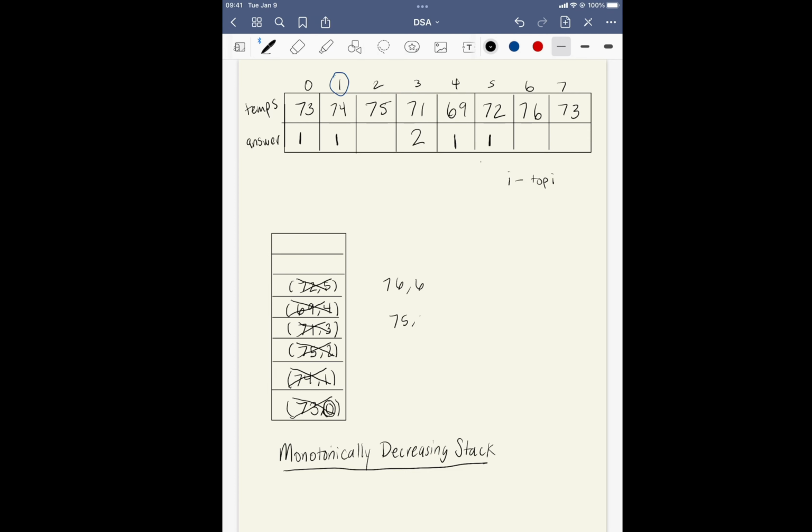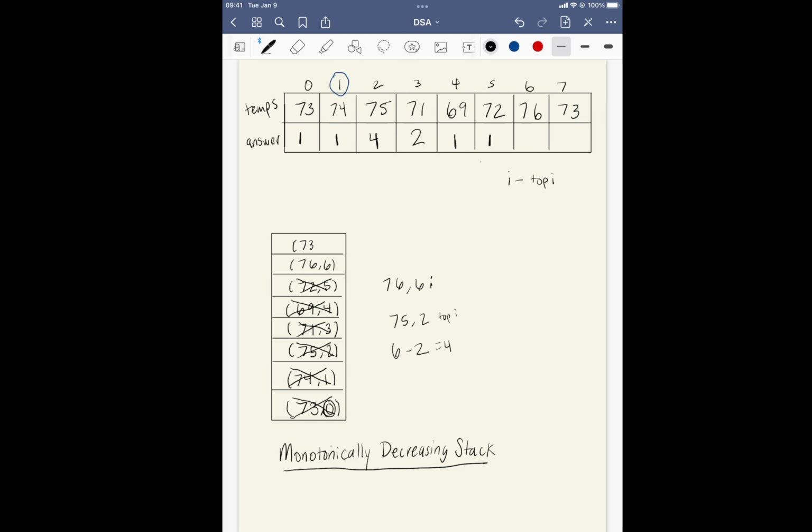75 and 2. So then we do our I, which is 6. So 6 minus our top I, which is 2. 6 minus 2 is going to be 4. And that is the answer for the 75 day. Okay, now we can finally put 76 on the stack because there's nothing on the top of the stack. So we put 76, and then now we go to the next day, which is 73.